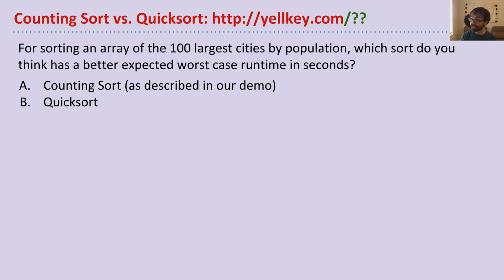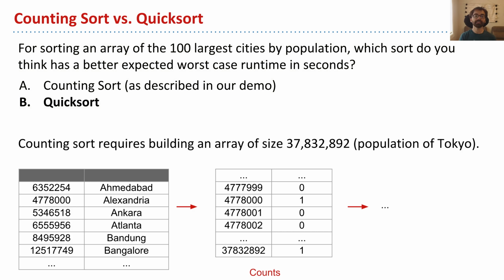Okay. So it turns out, as you might have guessed, it's not actually counting sort, even though it has better asymptotic runtime. It is instead quicksort. So why is that? Well, in counting-based sort, if we take here the 100 largest world cities by metro area, sorted by alphabet, if we now try and sort by population, we'll have this annoying property that we need to build an array that is of size 37,832,892, which is the population of Tokyo, because we need to count all of the unique possible values that occur.